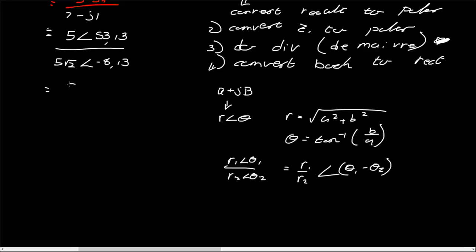So this is going to be equal to 5 over 5 root 2 angle 53.13 minus negative 8.13, which is plus 8.13. That equals 1 over root 2 angle 53.13 plus 8.13, and we'll do that on the calculator. 53.13 plus 8.13 is 61.25.